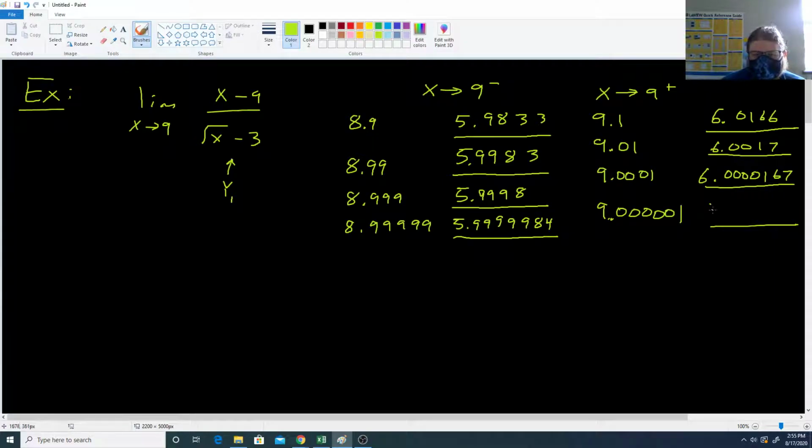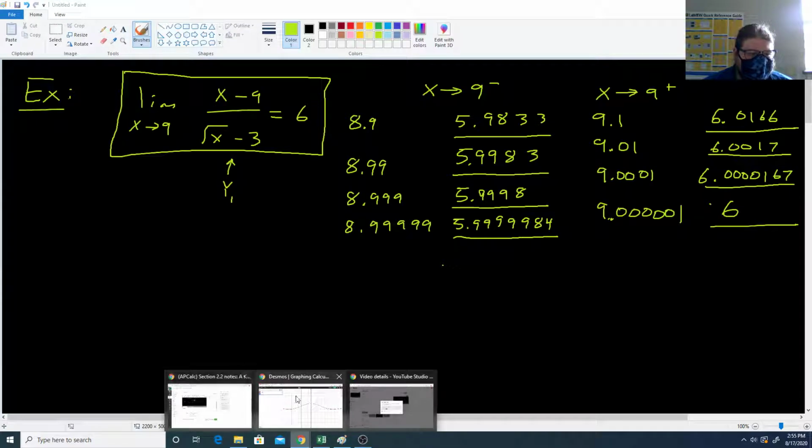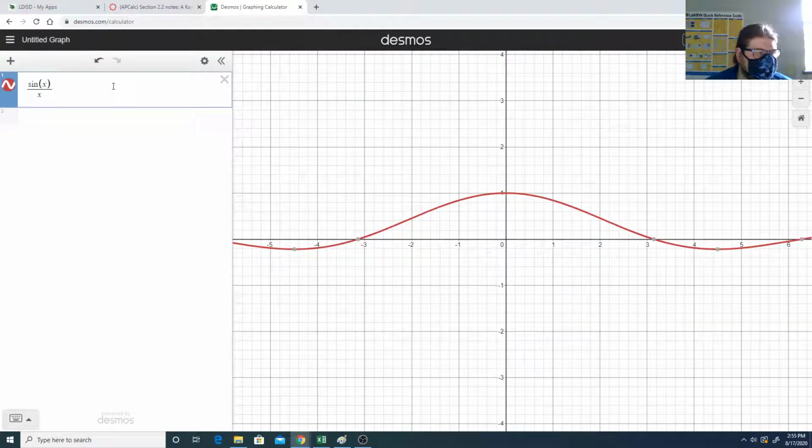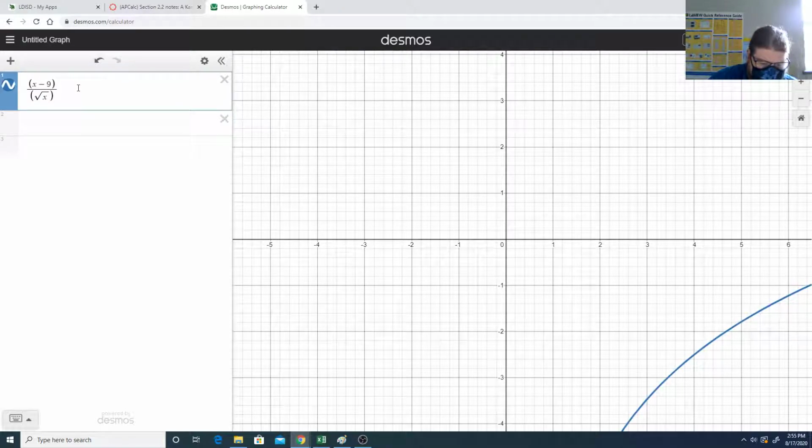So basically this is approaching 6, and this is approaching 6, so we would say the limit as x approaches 9 of x minus 9 over square root of x minus 3 equals 6. And they want us to look at this graphically and see if the graph makes sense also. So let's pop open Desmos here. It's x minus 9 divided by square root of x minus 3.